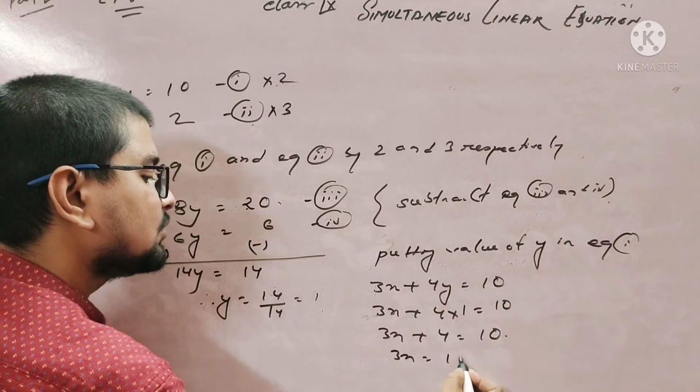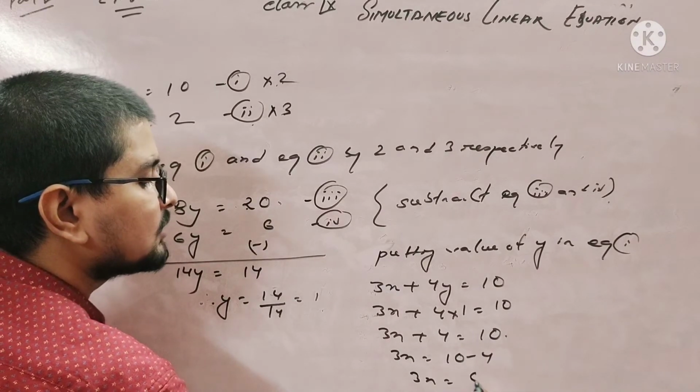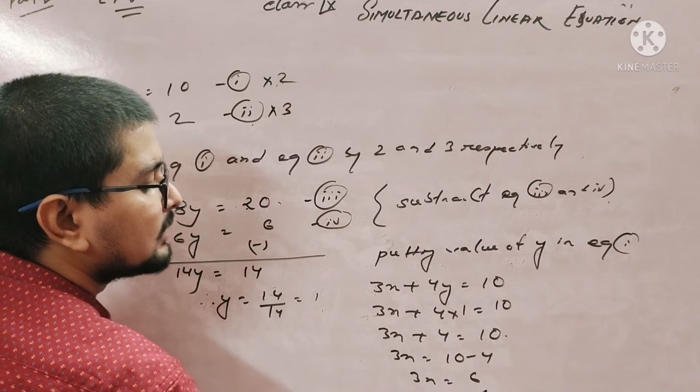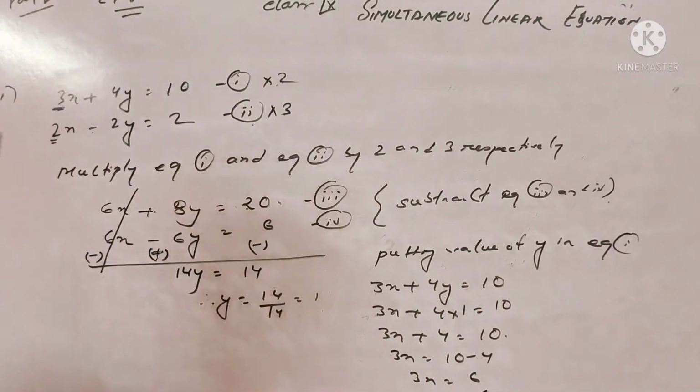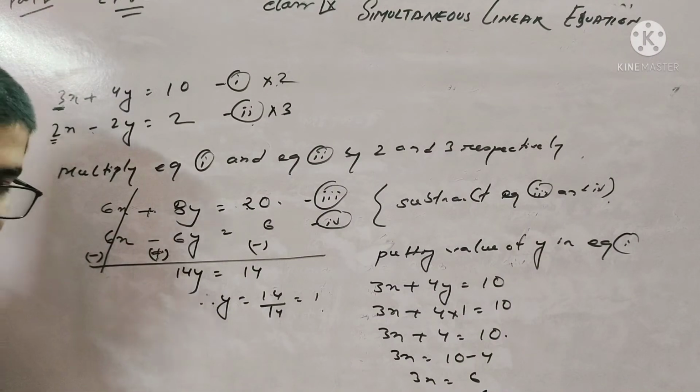So 3x equals 10 minus 4, that is 3x equals 6, therefore x equals 6 upon 3, that is 2. So the value of x is 2 and the value of y is 1. Okay, note.